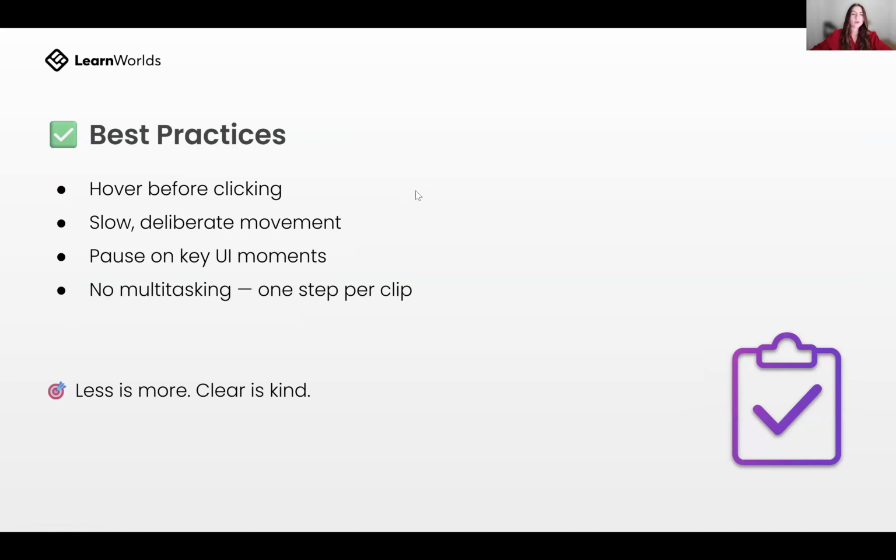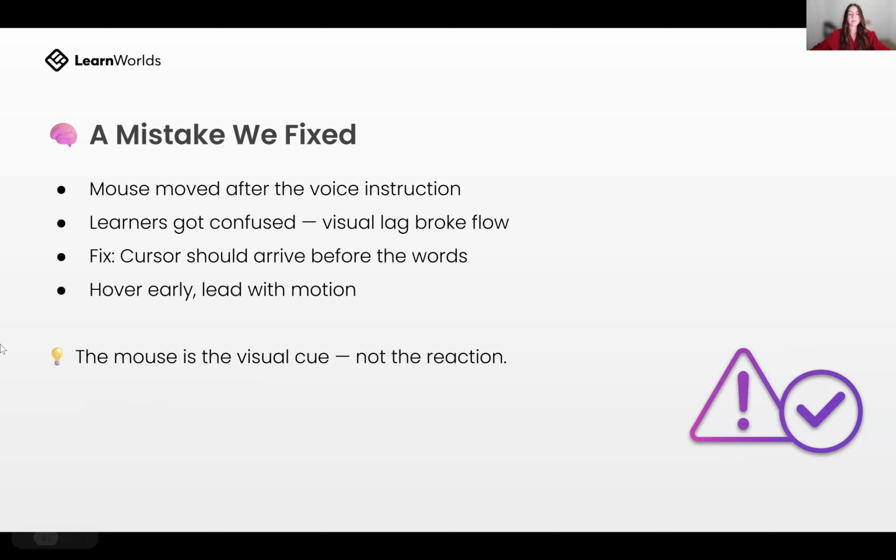Some best practices that we figured out, and I think we mentioned that earlier as well. Make sure you hover if you're doing screencasts before you click. It is easier for the viewer to follow. Slow, deliberate movements with your mouse, with the screens. Pause if you have any key UI moments that you need to shed more light on. No multitasking, keep it simple, one step per clip, right? So less is more on this step.